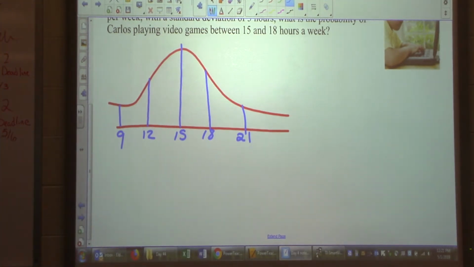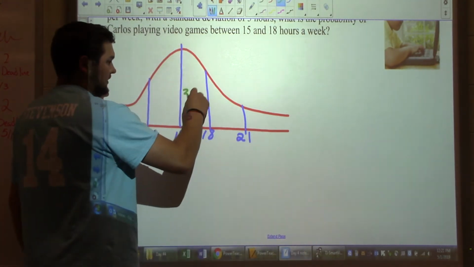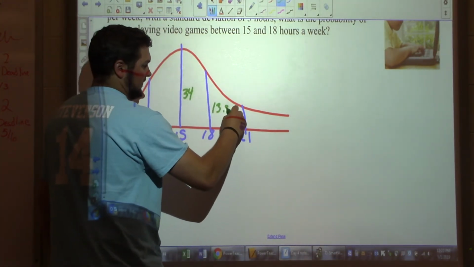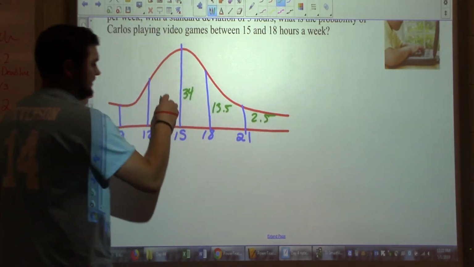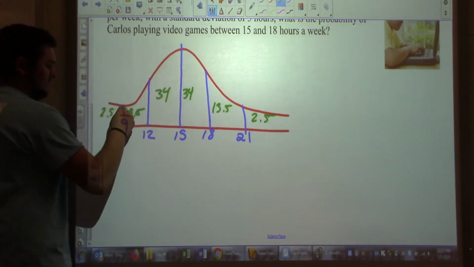Now, what I like to do is write my percentages in there right away, just so I remember them. You don't have to do it. I'm not going to require it. So 34, 13.5, 2.5. 34, 13.5, 2.5.